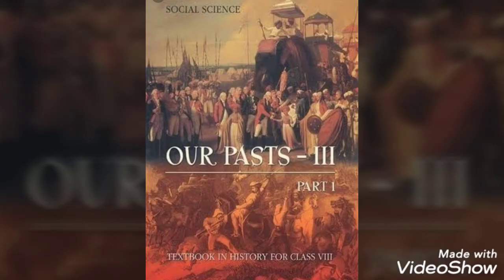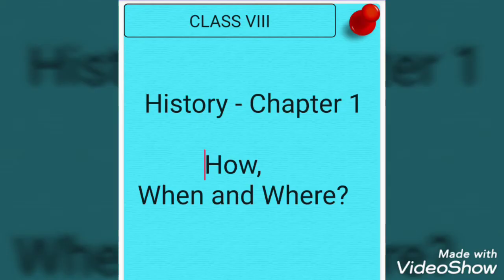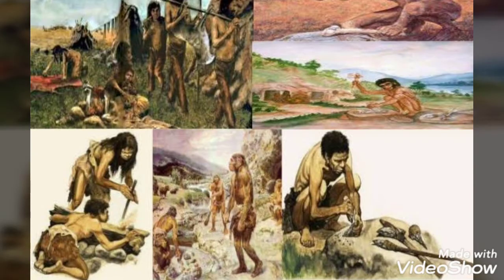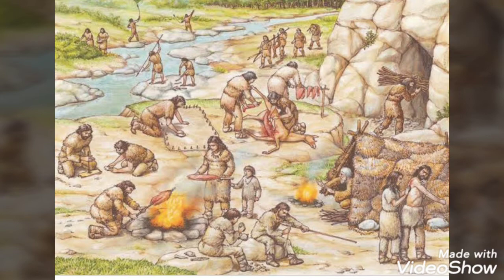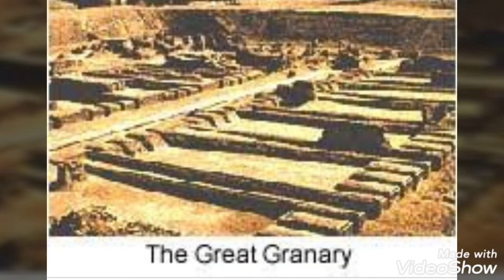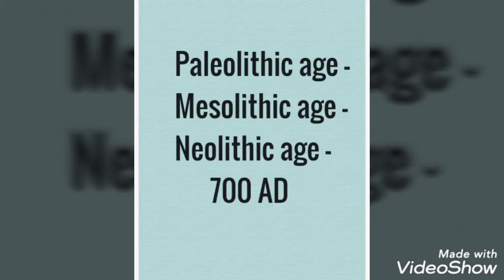Today, I am here to begin the very first chapter in history, how, when and where. Before that, let us recall what we have studied in class 6 history and class 7 history. In class 6, we learned about early men, how they lived in forest, how they became hunters and gatherers. And after that, we studied the formation of various civilizations, then kingdoms and empires. That is, in class 6, we studied history starting from Paleolithic age to around 700 AD.